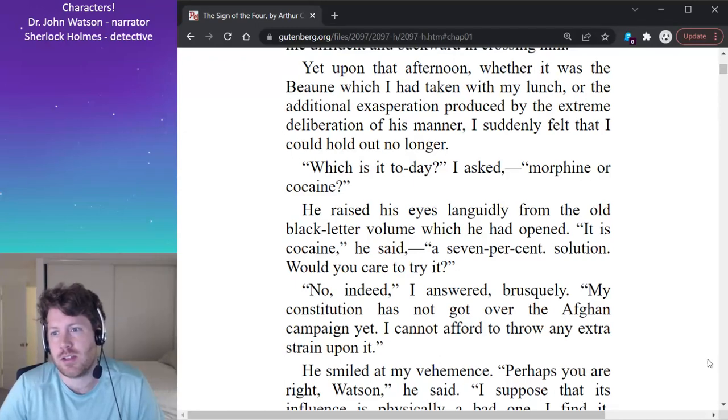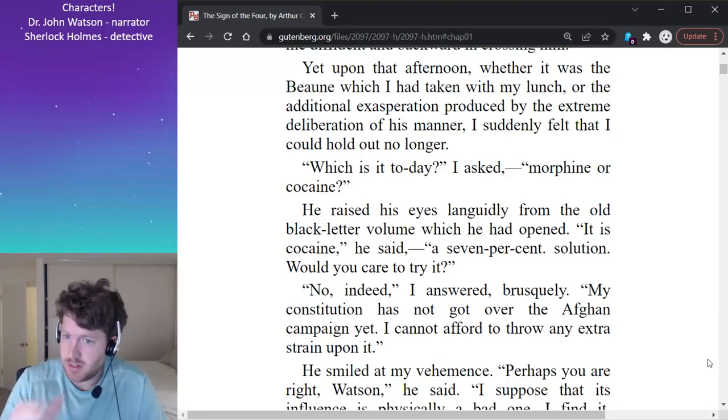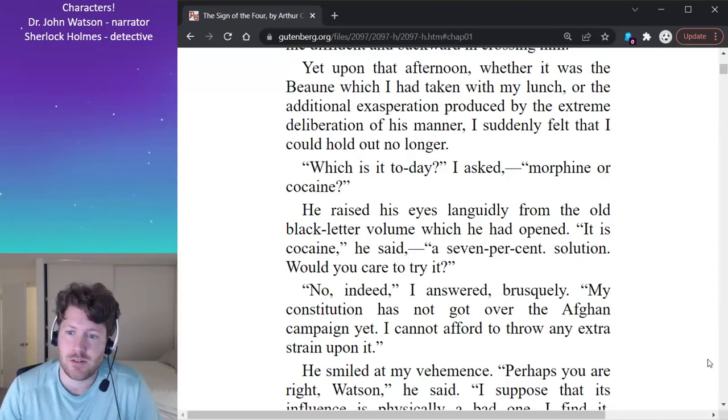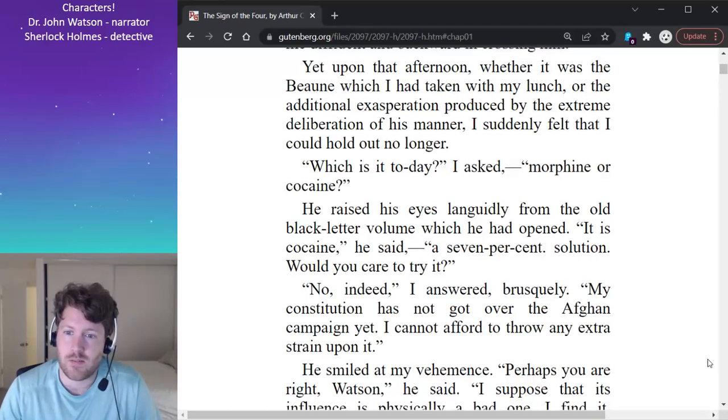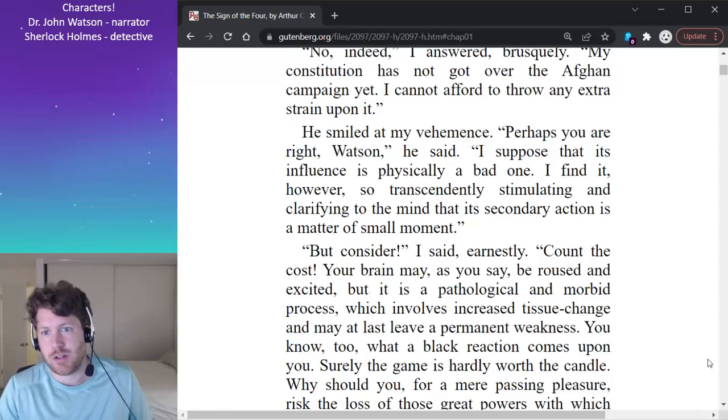"Which is it today?" I asked. "Morphine or cocaine?" He raised his eyes languidly from the old black-letter volume which he had opened. "It is cocaine," he said, "a seven per cent solution. Would you care to try it?" "No, indeed," I answered brusquely. "My constitution has not got over the Afghan campaign yet. I cannot afford to throw any extra strain upon it."